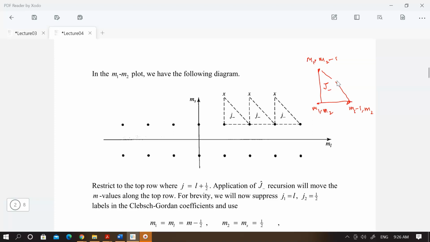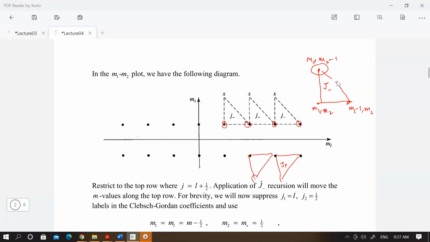But now, if I start on the upper row, there will be a missing state from here, because I don't have states beyond m2 equals a half. So in other words, what I can try to do is relate points on this row using a J minus. And of course, you can do the same if you go to the bottom row. Then I would have this kind of triangle, which corresponds to a J plus.